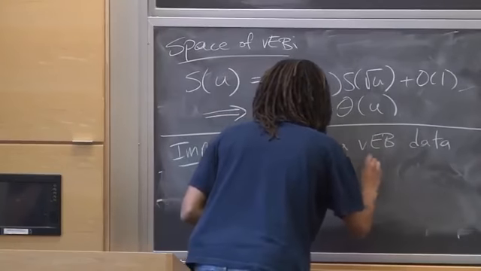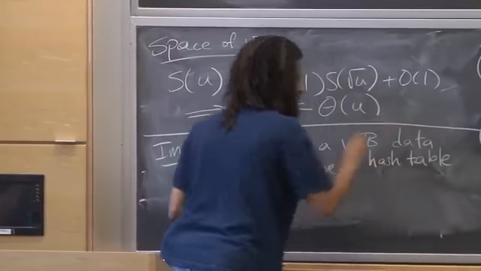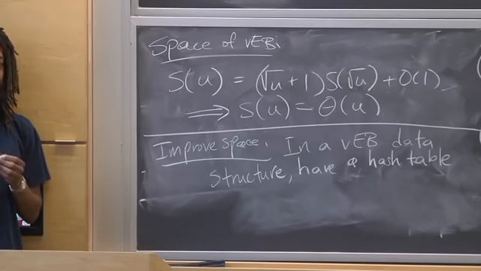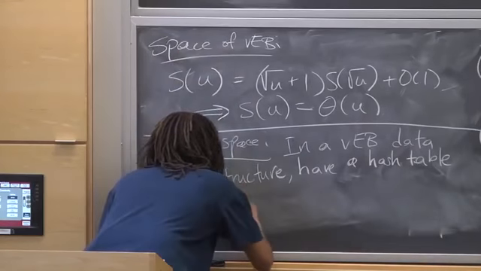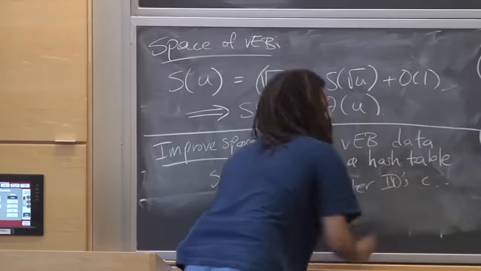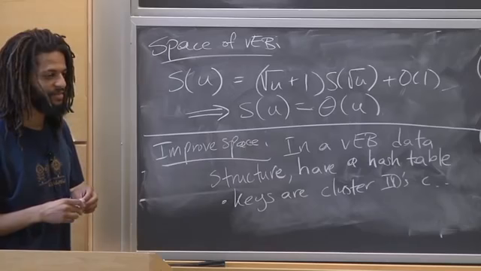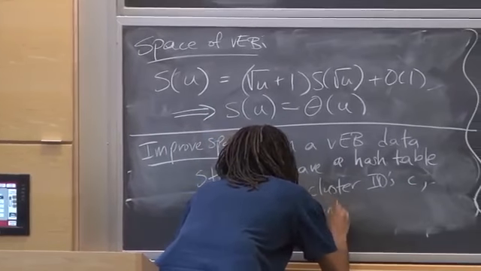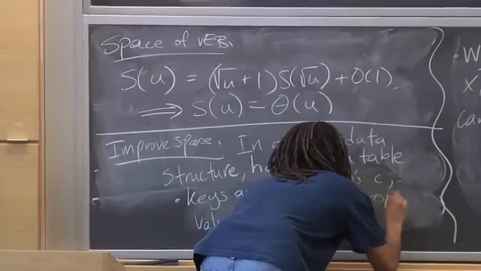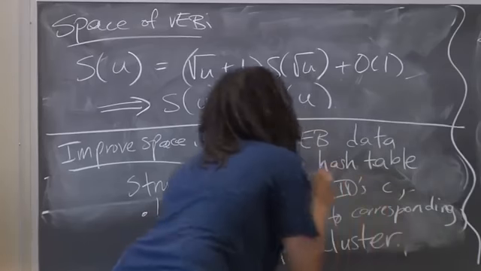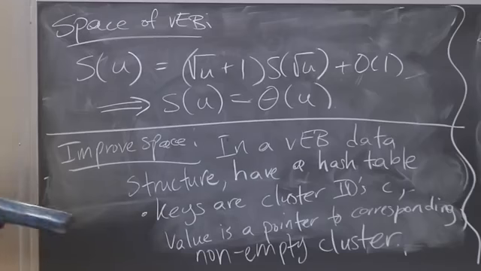So we'll have a hash table. The keys will be these cluster IDs C. And what will the value be? Yeah, a pointer. So the value is a pointer to the corresponding non-empty cluster. Okay, so the empty clusters don't live here.